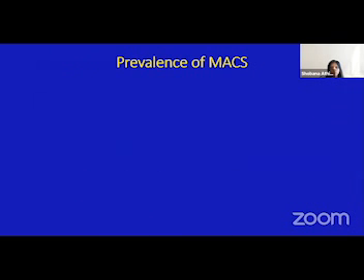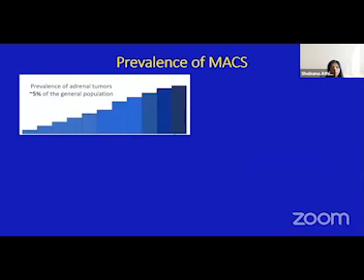So what is the prevalence of MACS? Incidentally discovered adrenal tumors are reported in approximately 5% of adults undergoing cross-sectional imaging. In the US, annually, around 80 million patients receive CT scans. So that gives us a number of about 4 million patients who discover incidental adrenal masses annually.